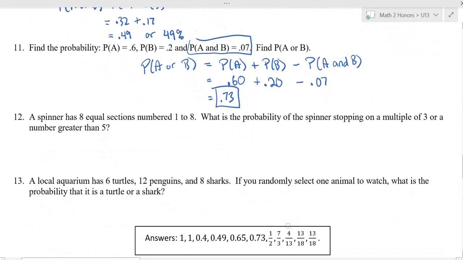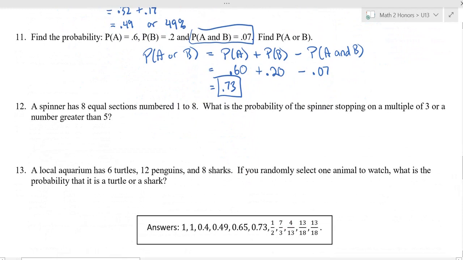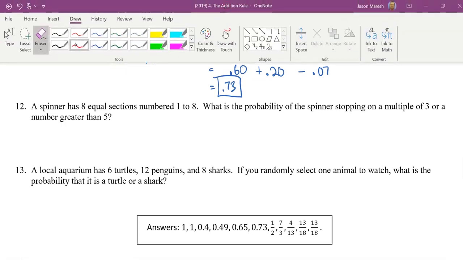Alright, number 12. A spinner has 8 equal sections, numbered 1 to 8. What's the probability of the spinner stopping on a multiple of 3 or a number greater than 5? So here's my spinner. Oh, sorry, it's not 2. Sorry, let me fix that. Let me split it into 8 sections first.